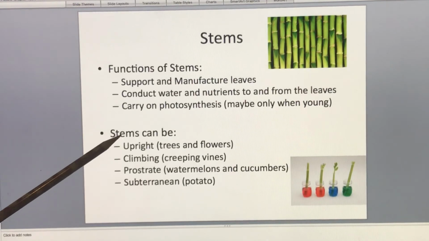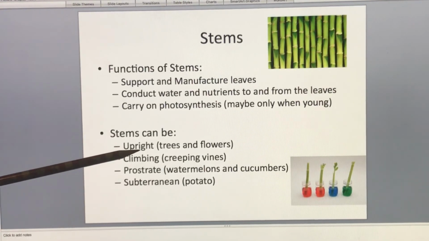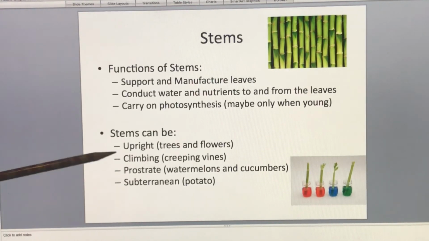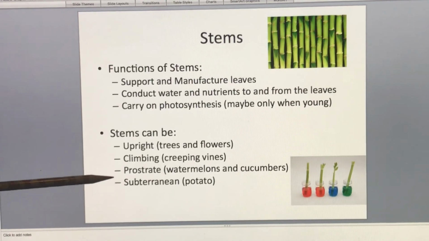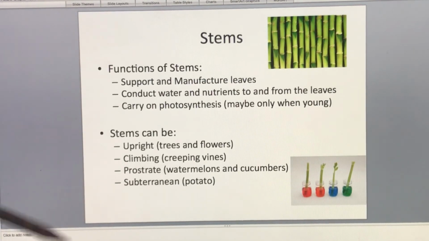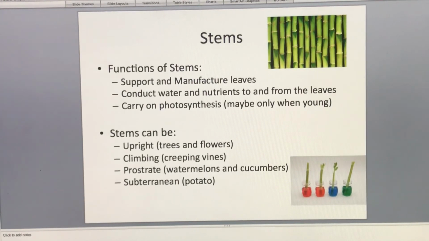So stems can be found in various forms. They can be upright, like in trees and flowers, climbing, like in vines, prostrate, like in watermelons and cucumbers that grow along the ground, and then finally, and interestingly, subterranean, like in potatoes, and we'll be talking about potatoes in a little more detail in a few minutes.